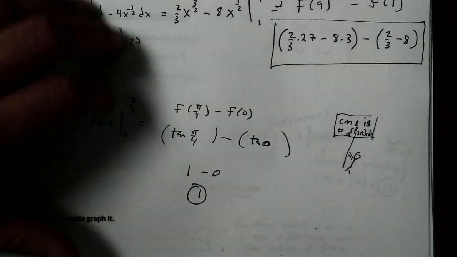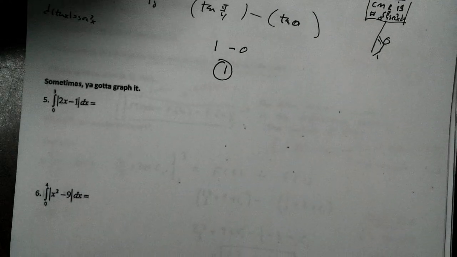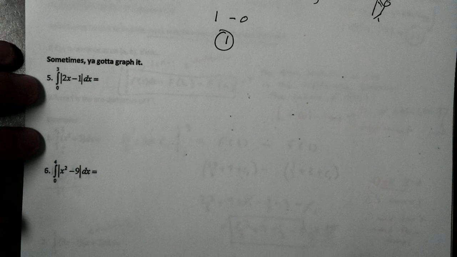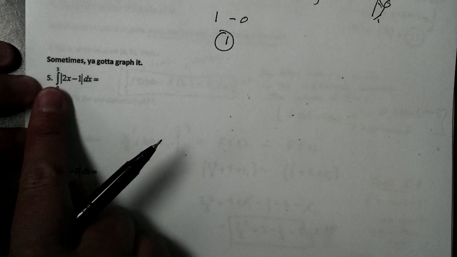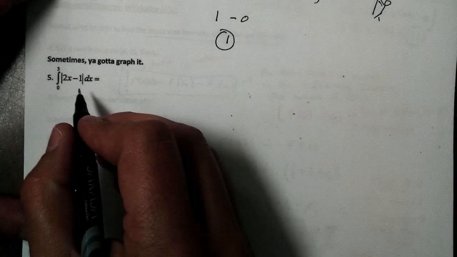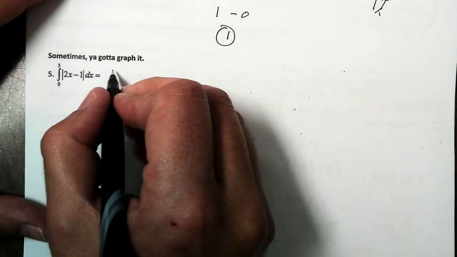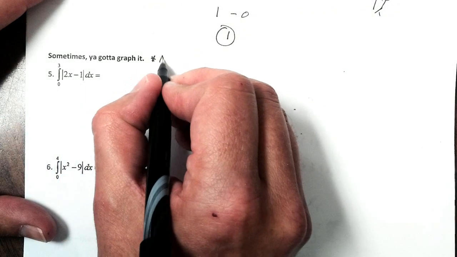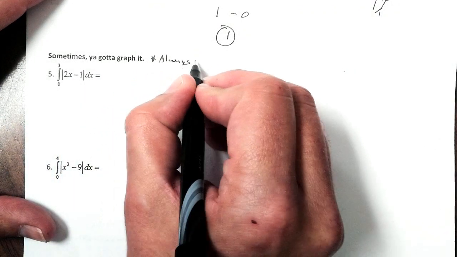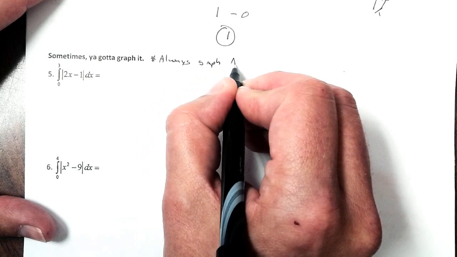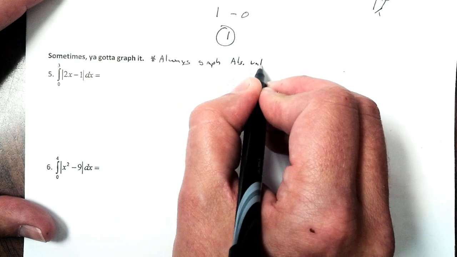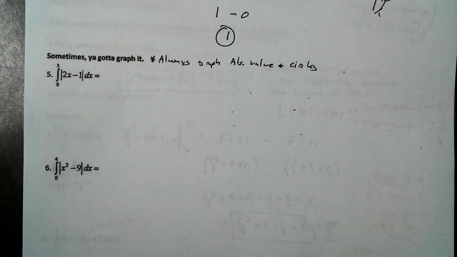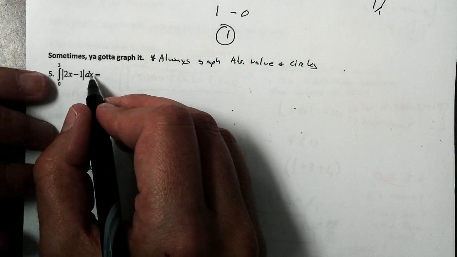Now, very easy to do, but sometimes you just want to graph it. So let's take a look at something like this. Anytime we have absolute value, we always graph. So we always graph the following: absolute value and circles. We're always going to graph those. So here I have absolute value.